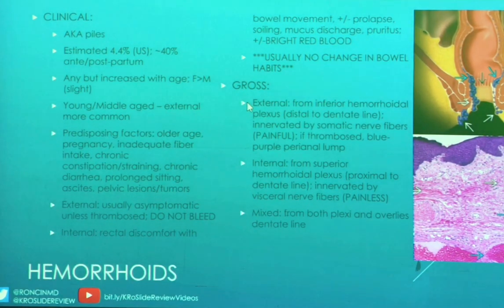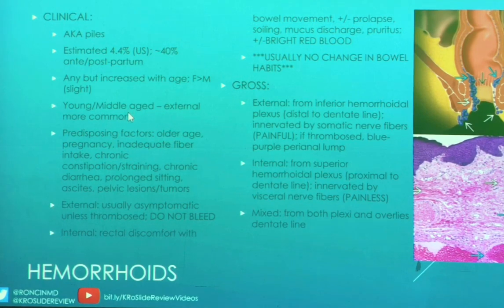So, hemorrhoids, also known as piles, okay, it's estimated that 4 to 5% of the U.S. population has hemorrhoids, but about 40% of women pre and post pregnancy will have them. Okay. These can occur at any age, but they do increase with age to a point. After about 60 years old, we see a flattening of that curve. And there's a slight female predominance.